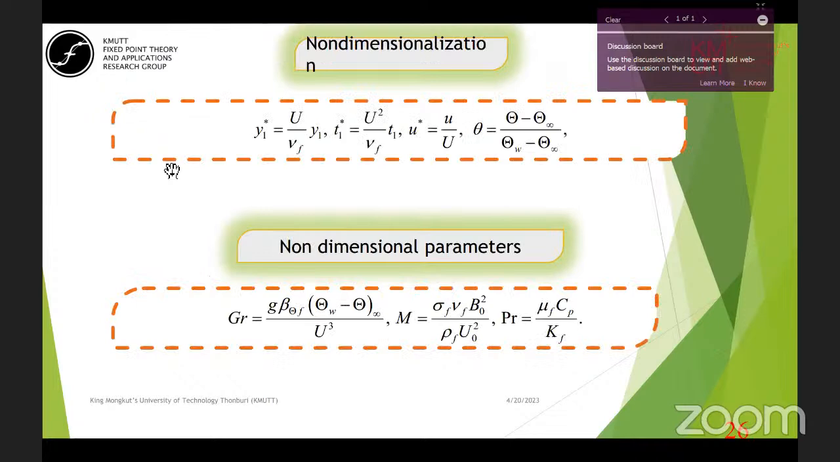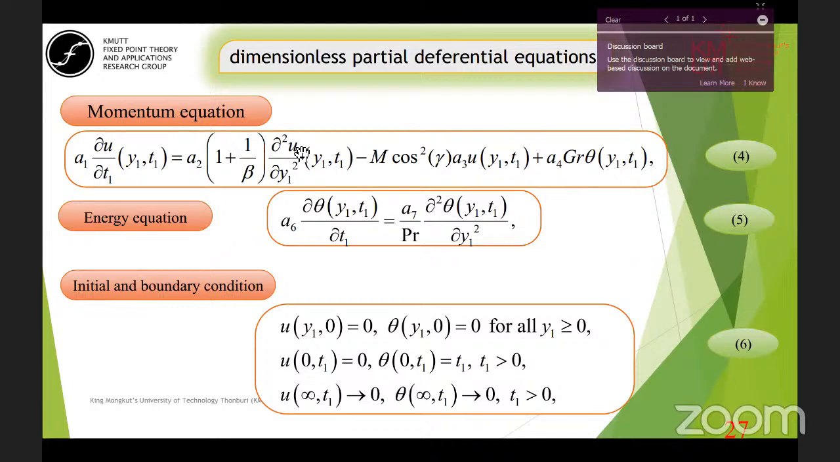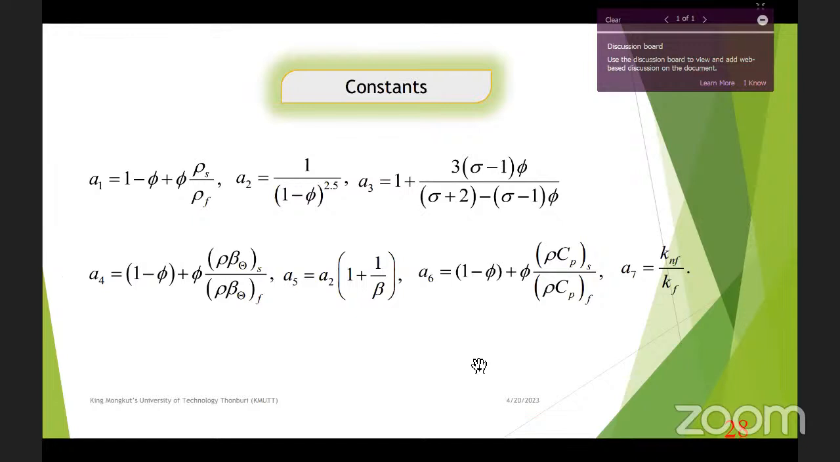This one is the dimensionless variable, which I use for non-dimensionalization. During non-dimensionalization, we get the non-dimensional parameters: Grashof number, magnetic parameter, and Prandtl number. After non-dimensionalization, we have equation number four, the dimensionless form of the momentum equation. Equation number five is the dimensionless form of the energy equation, and equation number six is the dimensionless form of the initial and boundary conditions. And these are some constants which I get during the calculation.